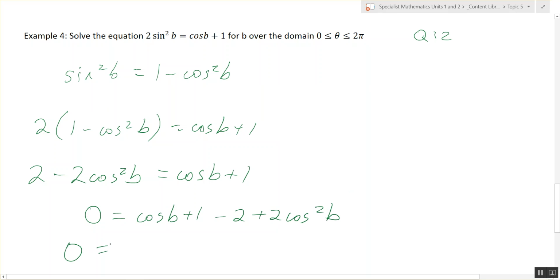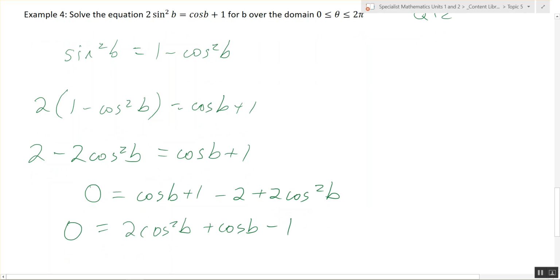I'm going to simplify this. But I'm going to simplify it a bit more so we don't get too confused. I'm going to make cos b equal to a. So now it's just purely a quadratic. I don't have to worry about that cos stuff. And you remember how to solve quadratics?